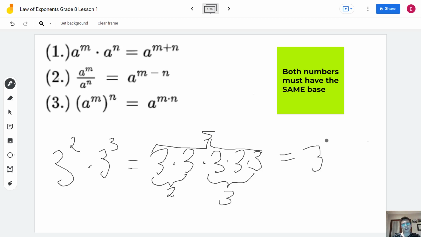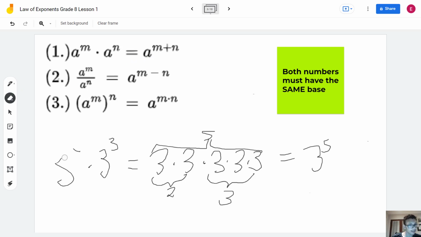So when you say a to the power m times a to the power n equals a to the power m plus n, what's very important to note is that when we use this law, both numbers have to have the same base. So a to the power m times a to the power n. Both have a, and that equals a.